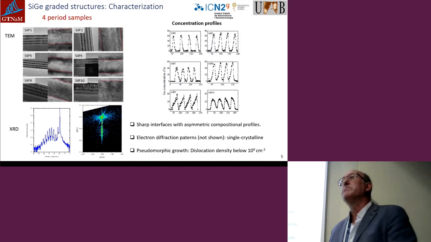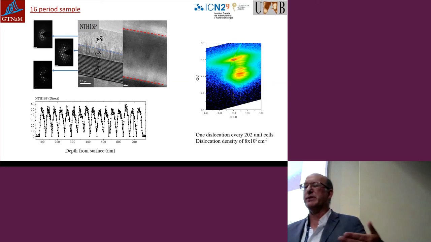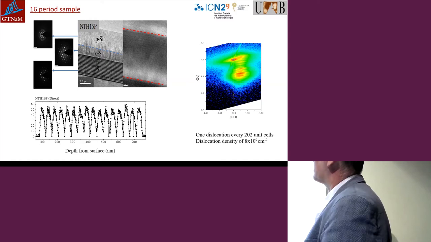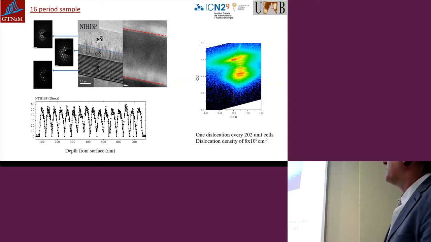The 16 period sample is slightly different. Of course it's larger, so we have more superlattices. This is the compositional profile. Because we wanted to do a different measurement at the beginning, we wanted to measure the thermal conductivity in both directions of the layer, we grew a 1 micron silicon layer. This is single crystalline in this region, but nanocrystalline in this region. This is polycrystalline. This is something that we have to take into account, of course, when we determine the thermal conductivity of this sample. And this sample is also slightly partially relaxed.